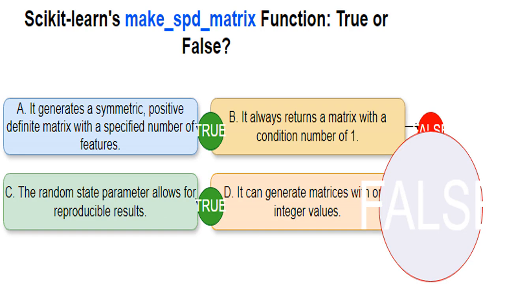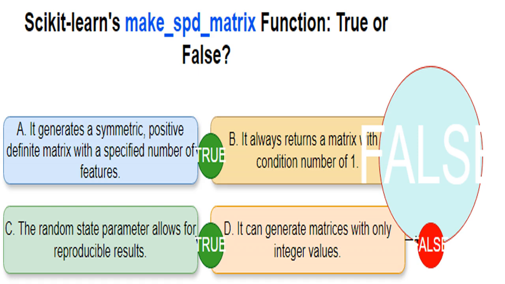This one is false. make_spd_matrix usually creates matrices with decimal numbers, not just whole numbers. I found this to be false. A condition number of 1 means a perfect matrix, and while make_spd_matrix aims for well-behaved matrices, it doesn't guarantee that specific condition number.